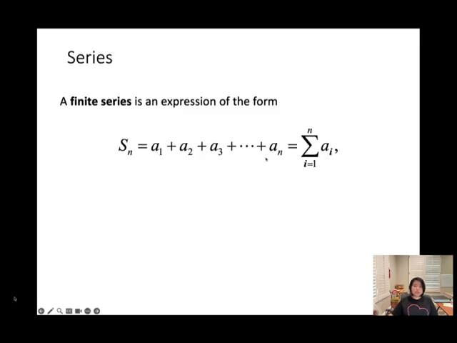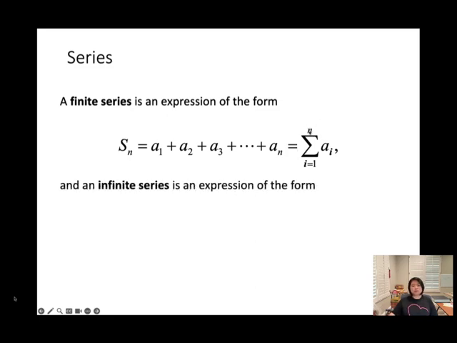Okay, series. A finite series is an expression of the form Sn equal to a1 plus a2 plus a3 until an. The last term is n, so the ending number here is n, and we start with 1, since the first term is 1, so i equals 1. This is called a finite series because we stop at the end here.